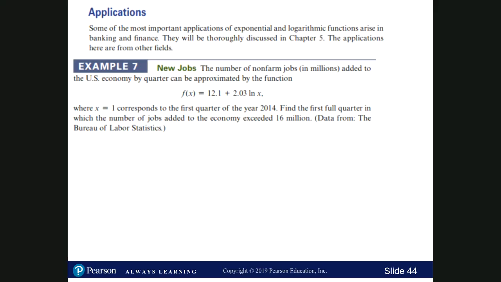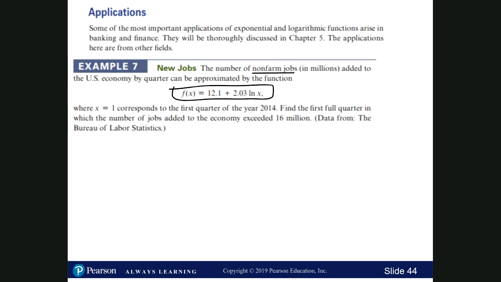Now the next example, example 7, it is an application. In chapter 5, we're going to discuss more applications from finance and other science fields. And the one that we have here is a logarithmic function, which is representing the number of non-farm jobs in millions added to the US economy quarter by each quarter of the year, like every 3 months, and that could be approximated by the function.